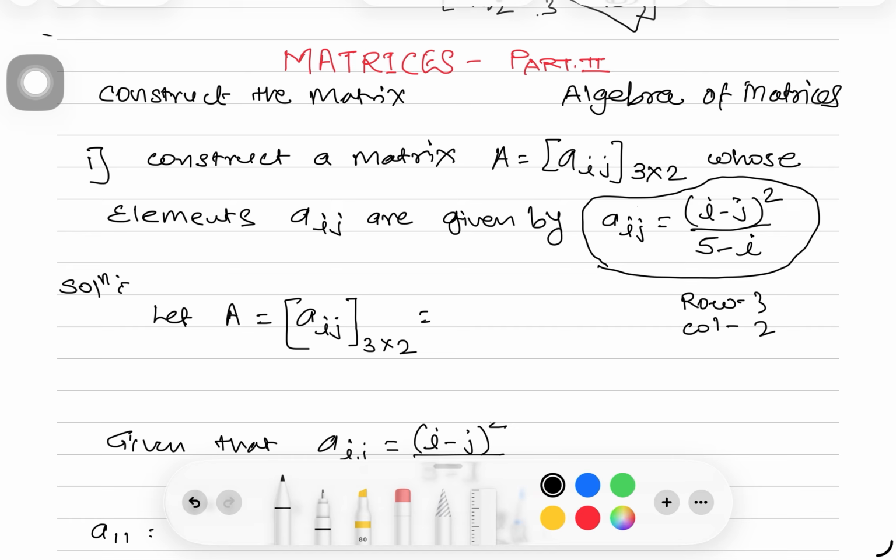Construct a matrix A of ij, with representation 3 cross 2. The order is 3 cross 2, whose elements A of ij are given by the formula A of ij equals (i minus j) the whole square upon 5 minus i. With this formula, we have to find each and every element.